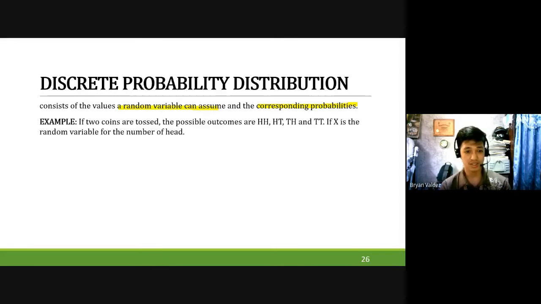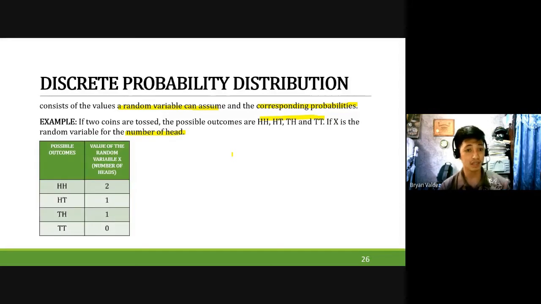Ayan. So, let's take this example, no? So, if 2 coins are tossed, yung kanina example natin, the possible outcomes are the following. Ito, HH, HT, TH, and TT. So, if X is the random variable for the number of heads, identify natin gaano kataas or gaano kababa or ano yung probability na lalabas yung head-head, head-tails, tail-head, and tail-tail.